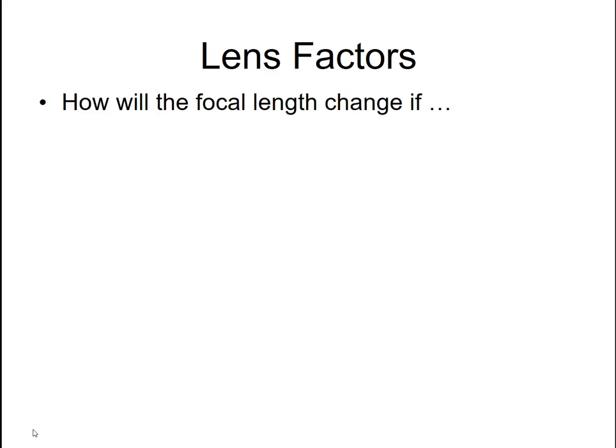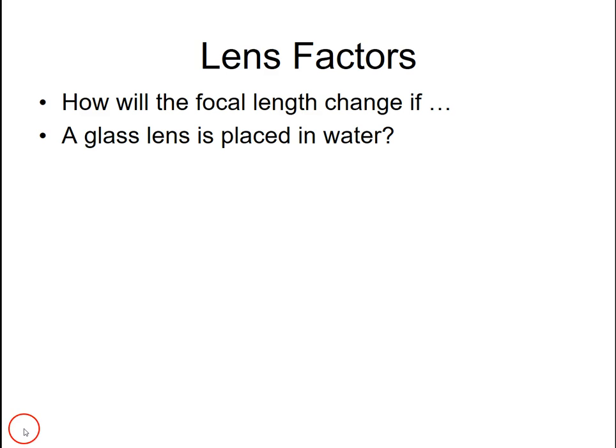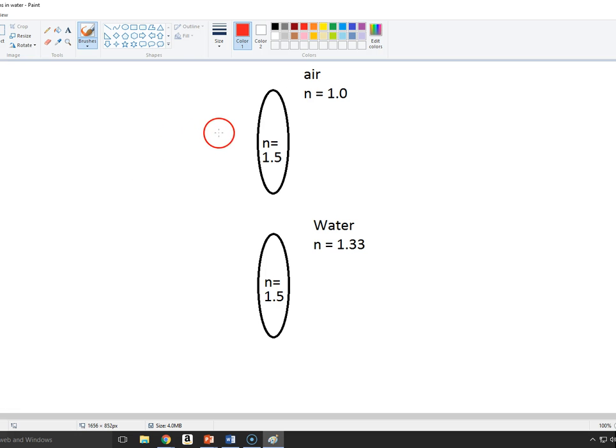Question number 3, how will the focal length change if we take our glass lens and place it into water? So here's this situation. We're going to take our lens, normal glass lens, and the normal situation would just be in air. So it's going to look like this, like this, like this, and same thing. Refract, refract. There's our focal length. Okay. Now we're going to place it in water.